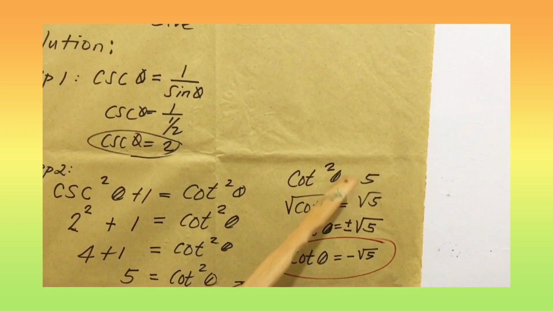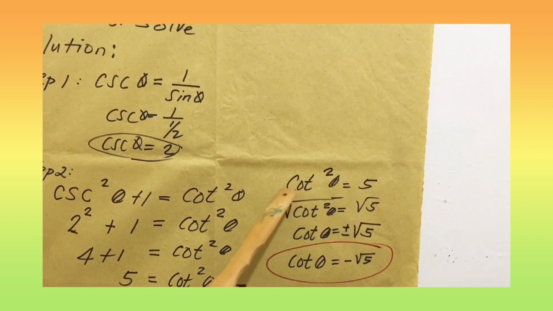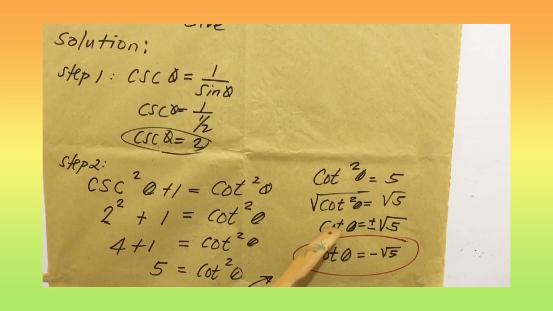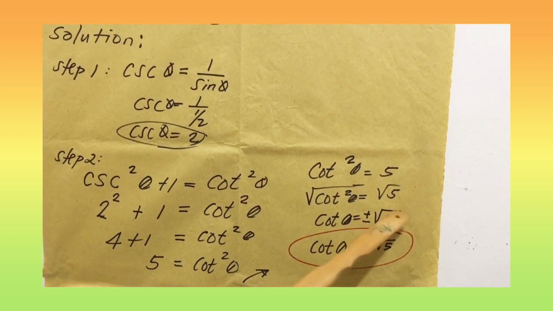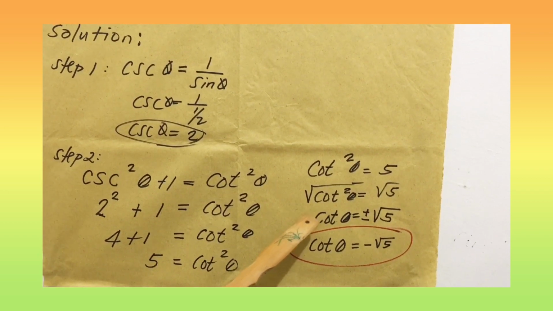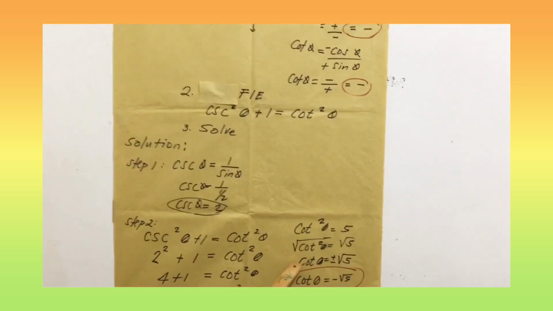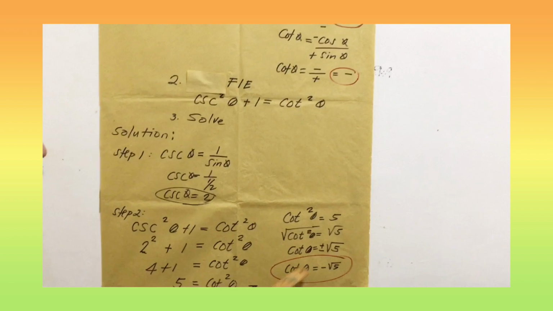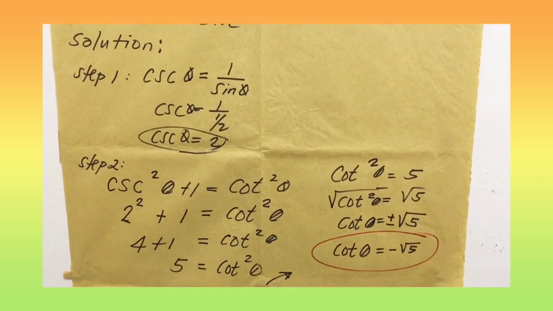We reverse only. When you reverse, there is no need to change the sign. Then we find the square root of both sides, then cancel. The remaining is cotangent theta equals positive and negative square root of 5. This is the problem. Now, what is the sign of the cotangent in the second quadrant? Based on our computation in procedure 1, the sign of cotangent theta is negative. That's why we choose cotangent theta equals negative square root of 5.